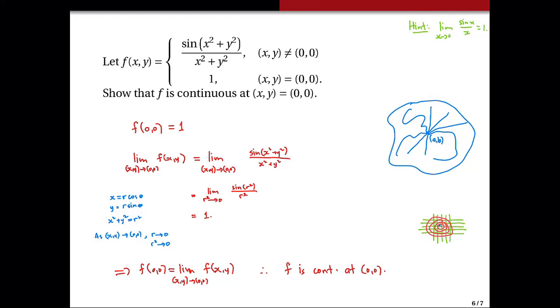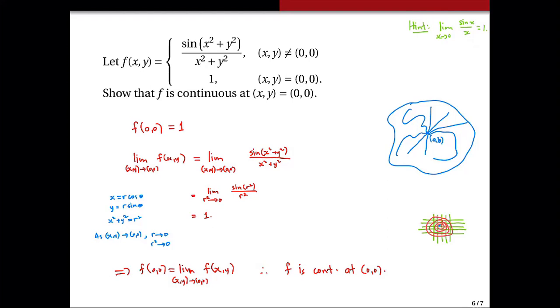Is there another method to solve this if we don't see the hint or the polar conversion? Possibly there is. But the easier way would be polar, at least in this particular example. You can solve this in a different way, possibly, but converting it to polar form is easier to do.